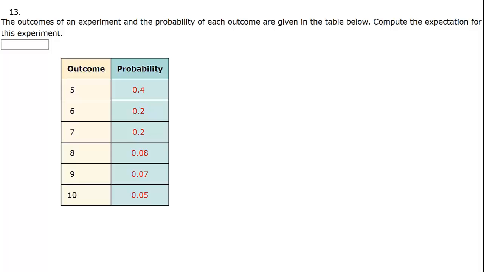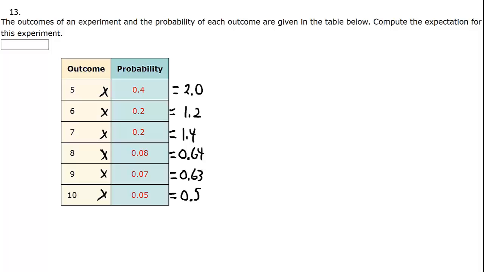When you have it set up like that, all you have to do is multiply across each row. The outcome times the probability of the outcome, and then sum the results. So if you multiply across the rows, you get 0.4 times 5, which is 2.0. You get 0.2 times 6, which is 1.2. You get 0.2 times 7, which is 1.4. You get 0.08 times 8, which is 0.64.